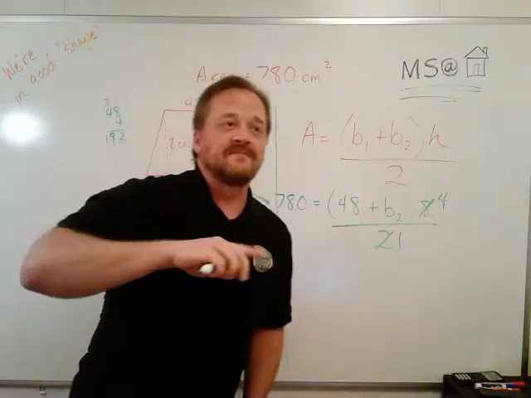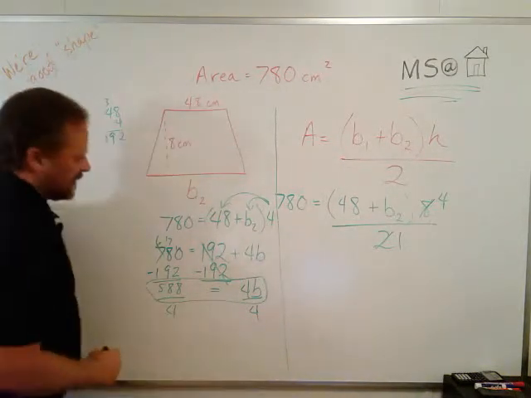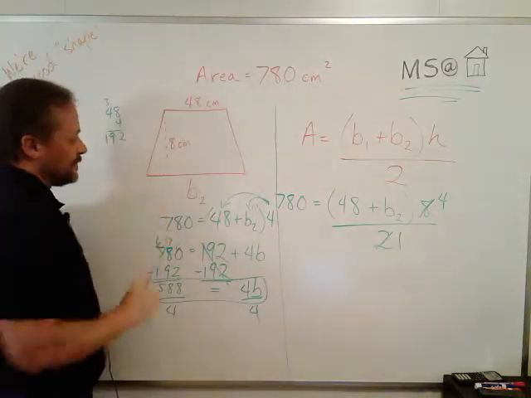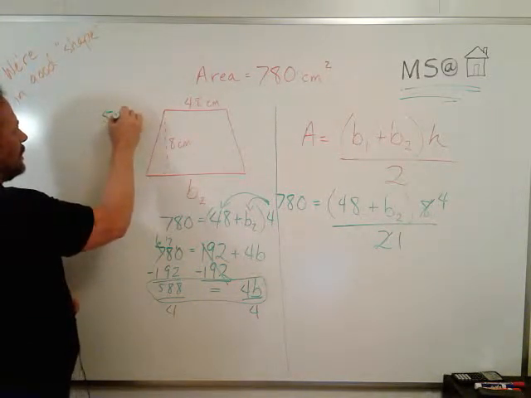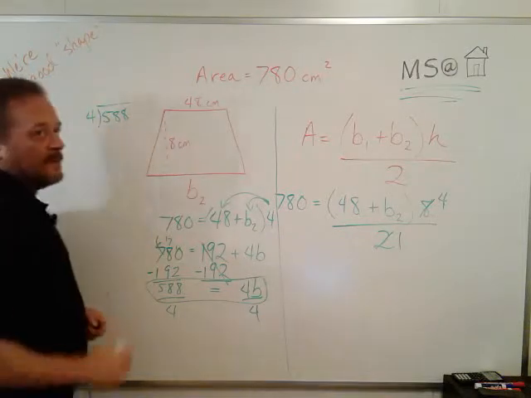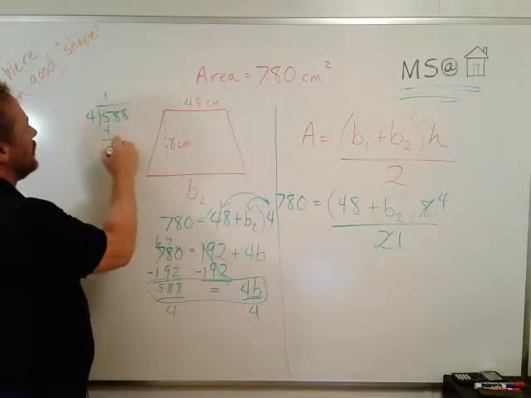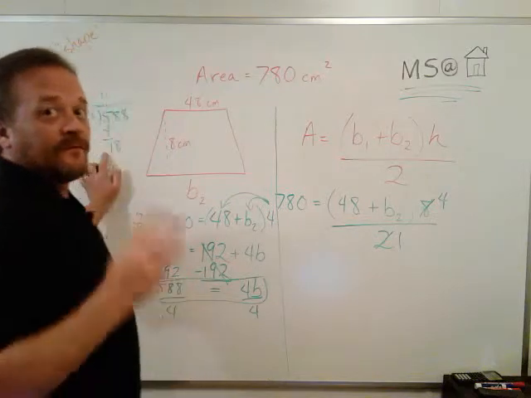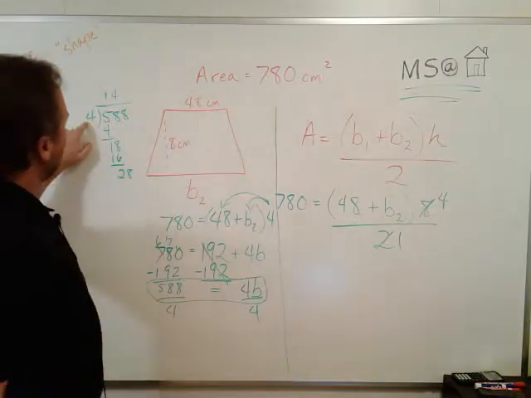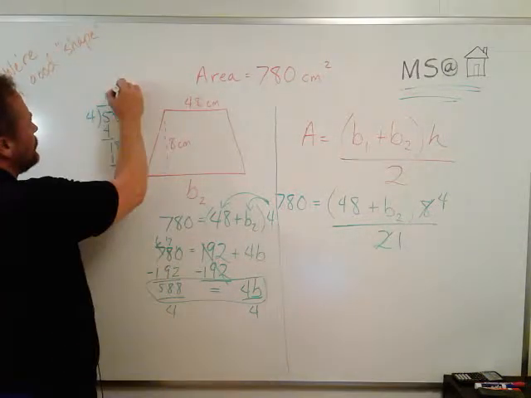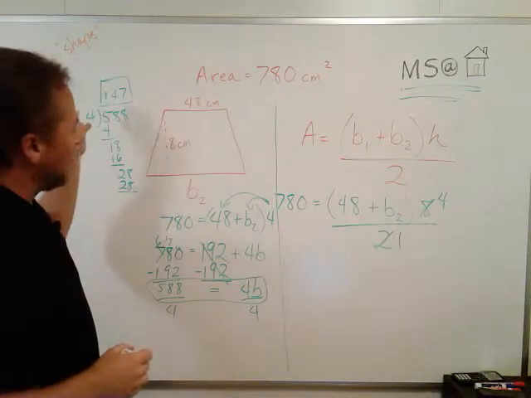Now it's a 1-step equation. All I have to do is divide by the coefficient of b to give me b2. So what's 588 divided by 4? Well, 4 goes into 5 once. 4 goes into 18 4 times. 4 goes into 28 7 times. And that leaves me with a nice even finish. 147 is the answer of that division.